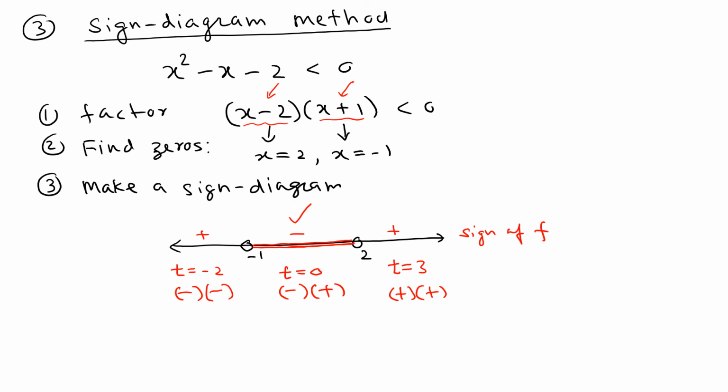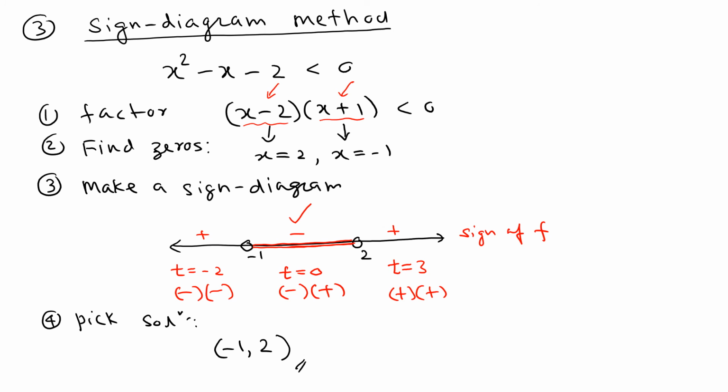So according to this, we're going to pick the solution now. That's step 4: pick the solution, or select the solution. You can see it is simply going from -1 to 2, and it's open on both ends, because there's no equal sign. So that's the solution using the sign diagram method. This is a very powerful technique.